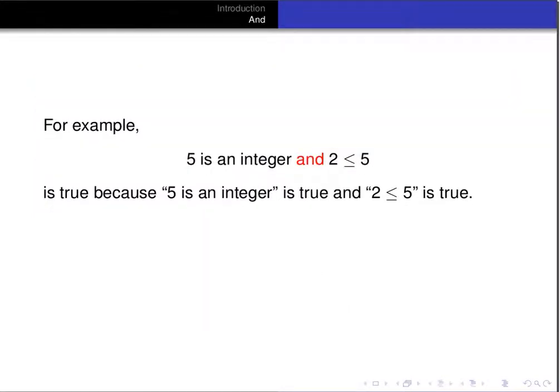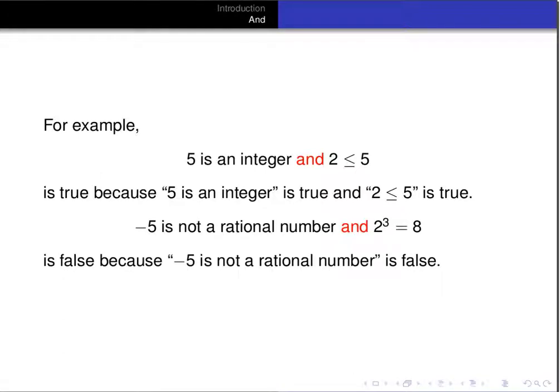So for example, the statement that 5 is an integer and 2 is less than or equal to 5, that's a true statement because both 5 is an integer is true and 2 less than or equal to 5 is true. On the other hand, consider this statement. The statement -5 is not a rational number and 2 cubed equals 8. That's false, simply because -5 is not a rational number is false. So if we're looking at a conjunction of two statements, once we find one of them to be false, then we don't have to consider whether or not the other one's true or false. We know that the conjunction as a whole is false.